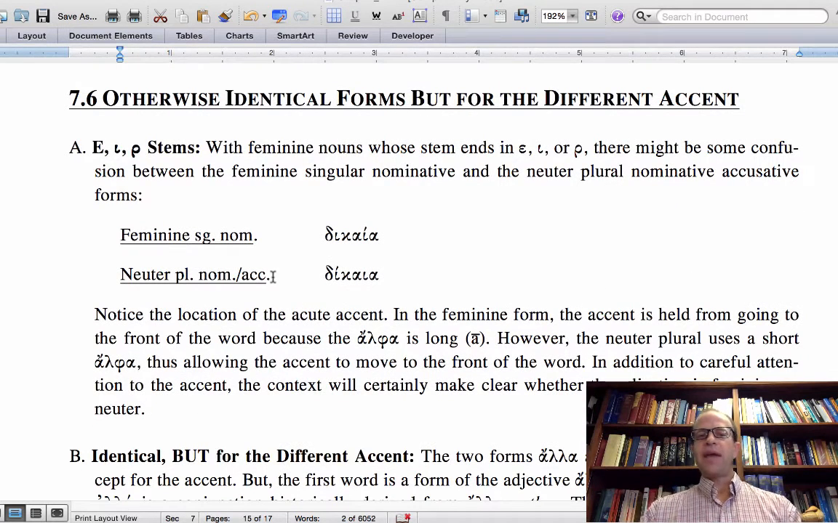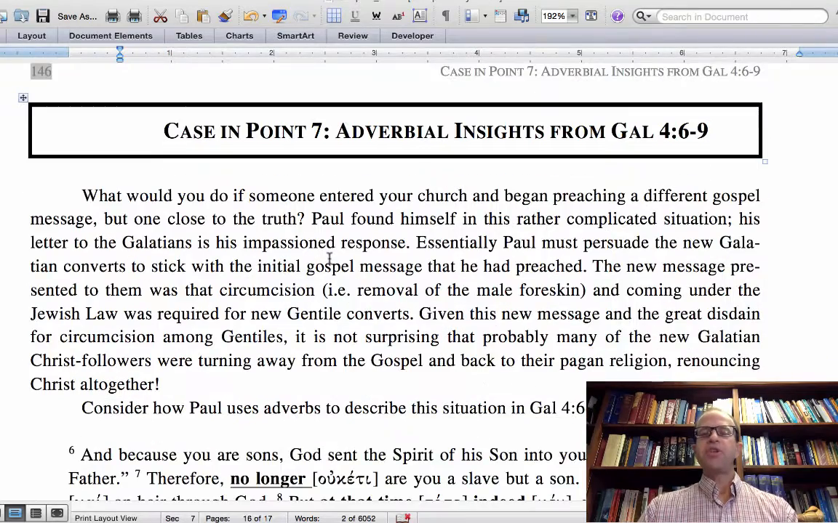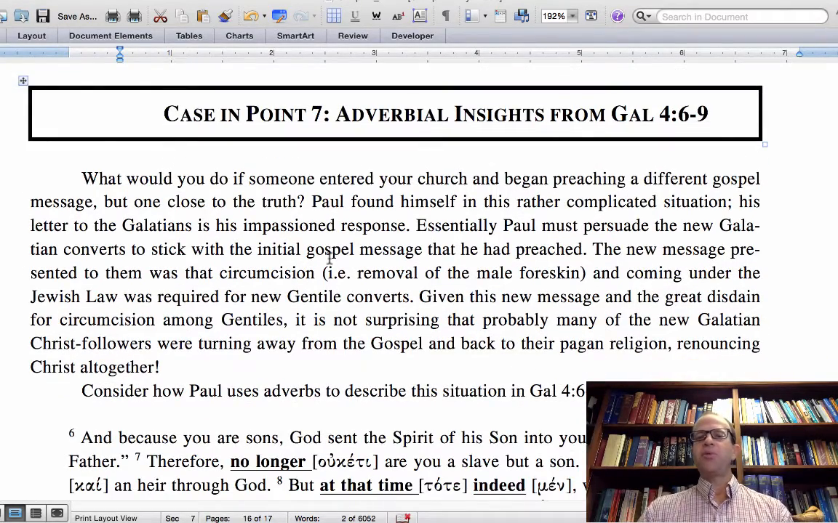Finally, we have a section that differentiates forms based on accent, and you can read about that. Be sure to look at the case in point, which looks at adverbs and how they impact meaning in Galatians 4:6-9.